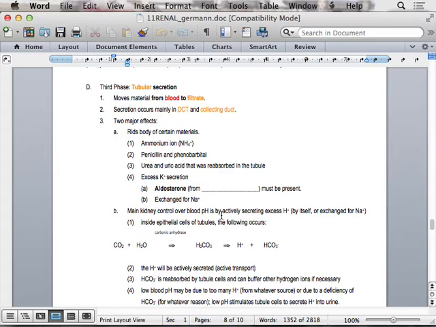Does that make sense? So it happens primarily at the DCT. A little bit at the collecting duct, but not very much because there's not blood vessels around it. So there's two major effects: kidney control of pH and ridding the body of certain materials. So ammonium ions are actively secreted. Some breakdown of medicine, penicillin, phenobarbital. Urea and uric acid that was reabsorbed but now isn't helping the pH. You can take another look at it and get rid of it.